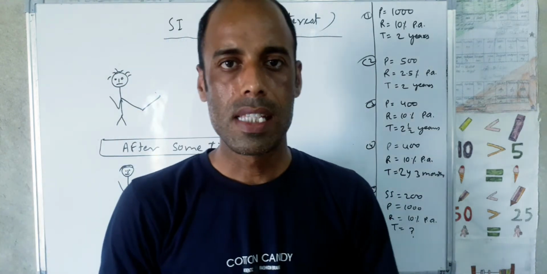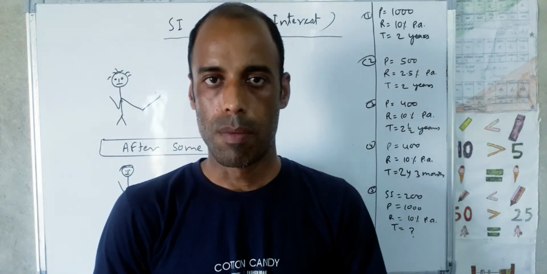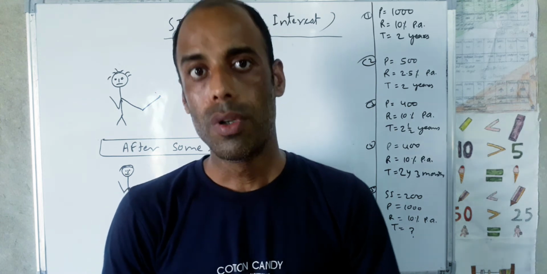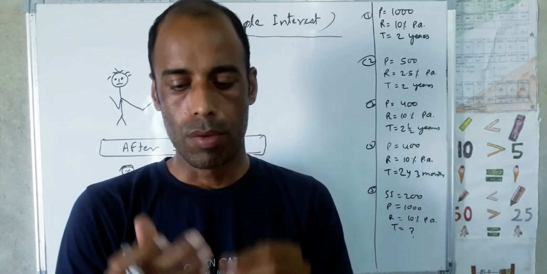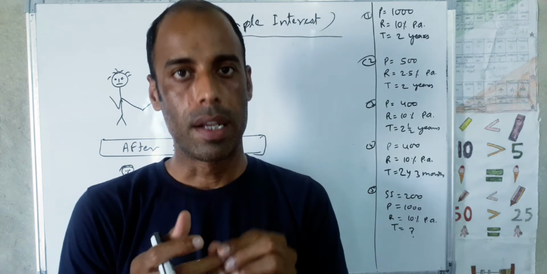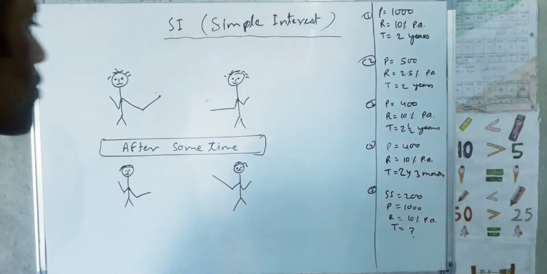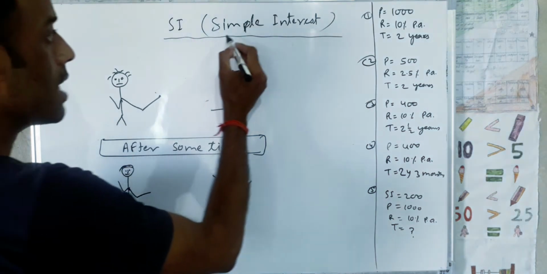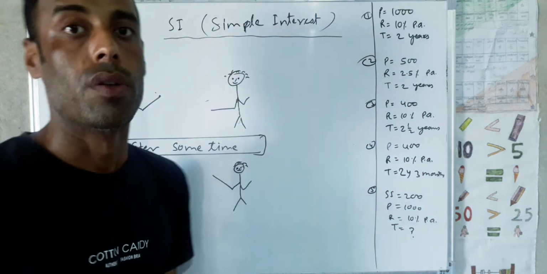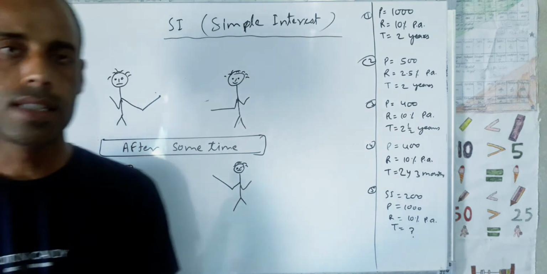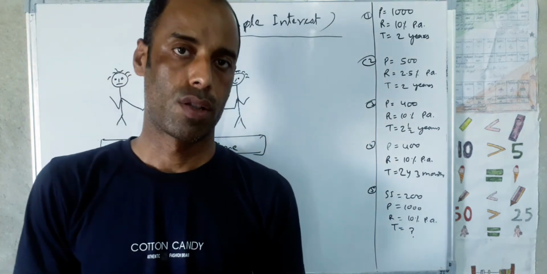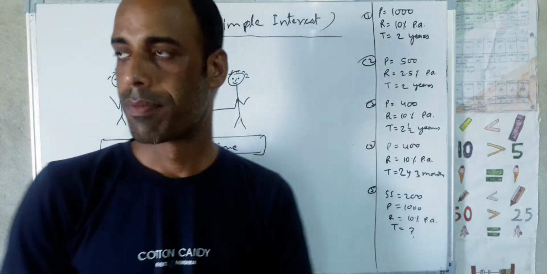Today's topic is SI. SI means simple interest. So today we will learn about simple interest, principal, rate and time. So let's start. First question is, what is simple interest?